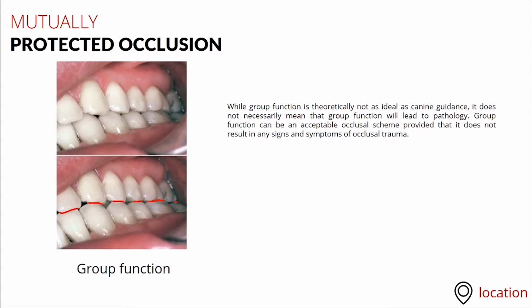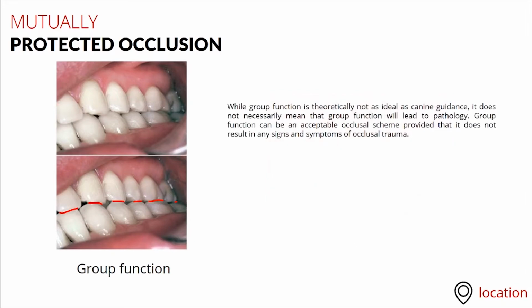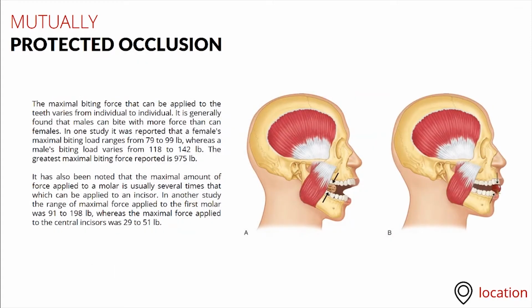So let me just have a point of clarification. We're going to say that canine guidance is more ideal of an occlusal scheme when we're talking about lateral excursives than group function. It doesn't necessarily mean that group function is going to lead to some sort of pathology or signs and symptoms of occlusal trauma. Group function can be a very acceptable occlusal scheme provided that it doesn't result in any signs and symptoms of trauma. And we're going to visit that shortly.